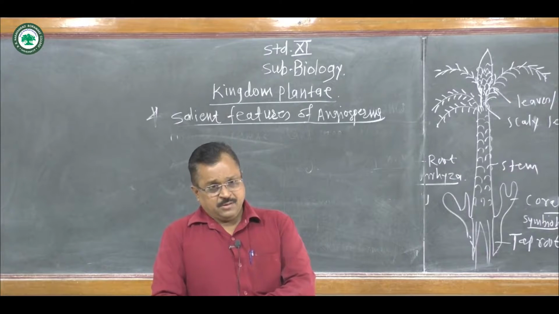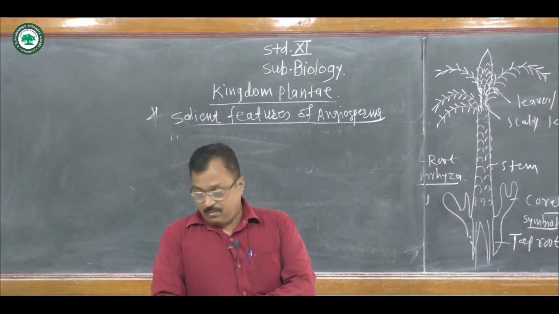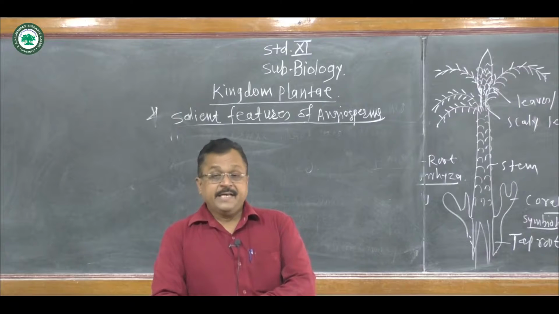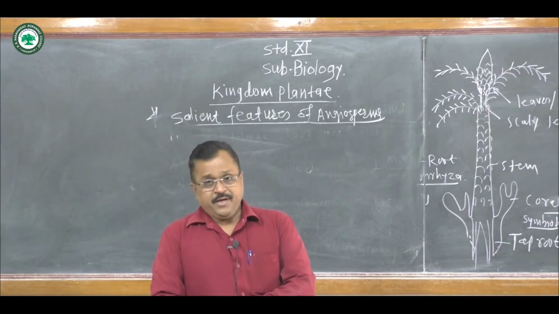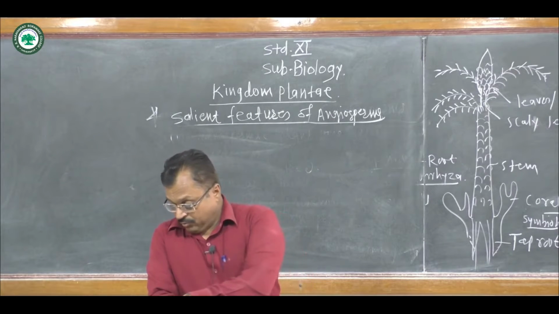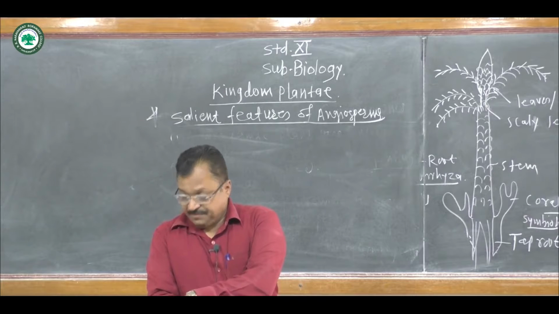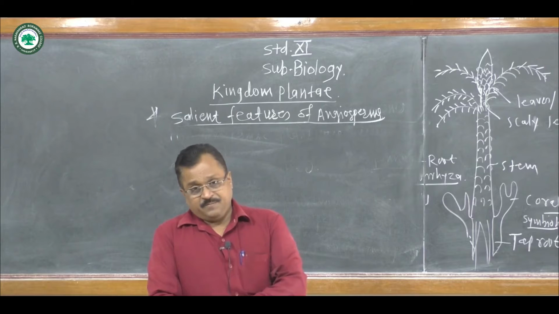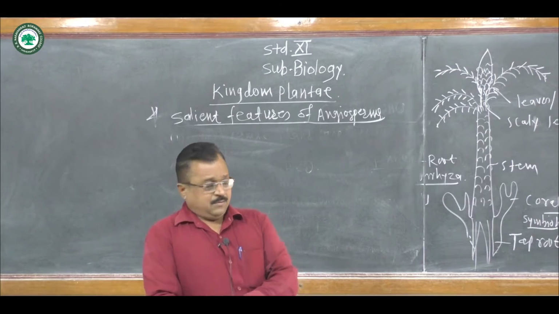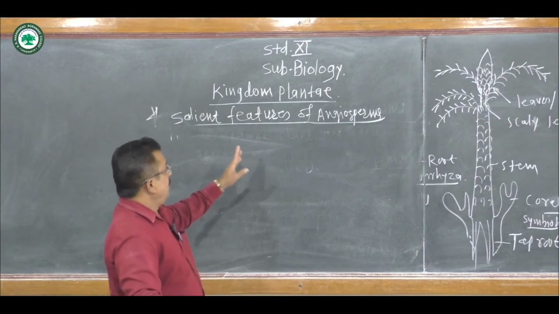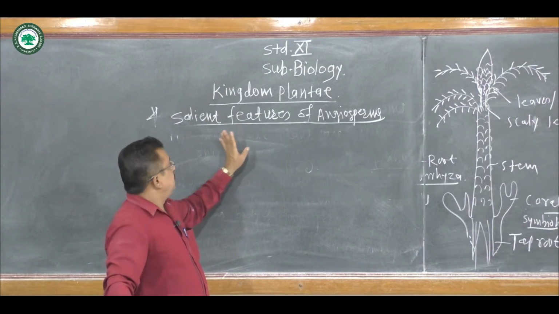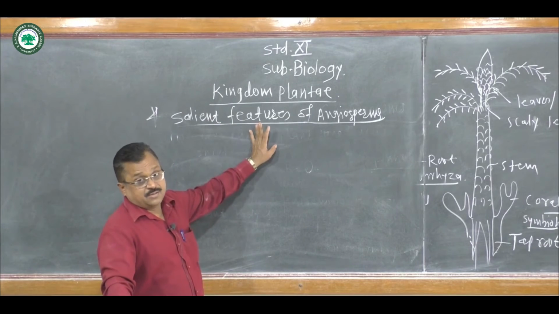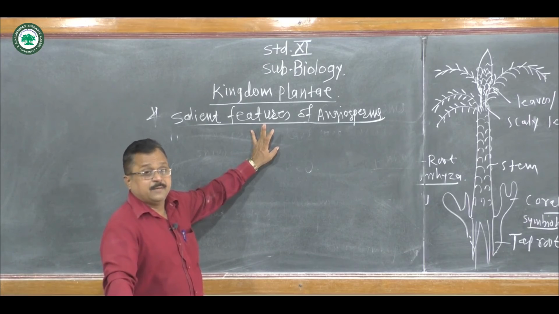Up to gymnosperms is the content of the syllabus, but the angiosperm content is deleted. Therefore the characteristic features of angiosperms are deleted here, and it is avoided to complete the general characters or salient features of angiosperms. Okay, thank you.